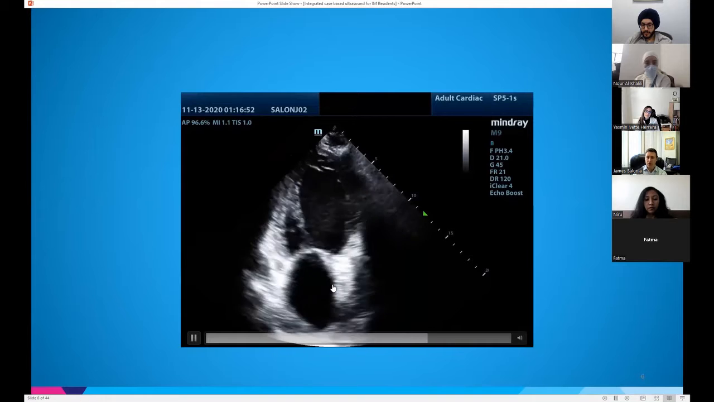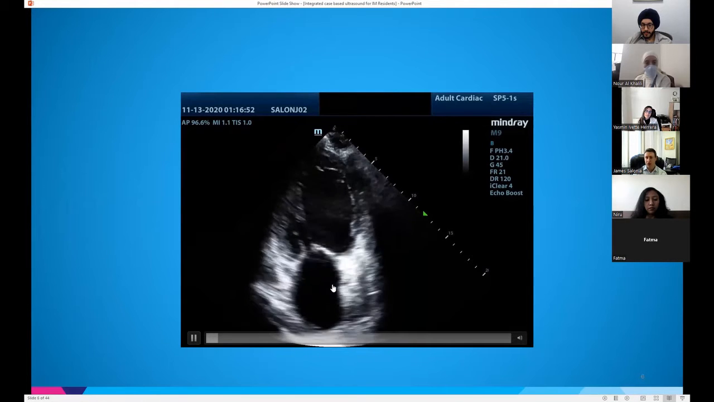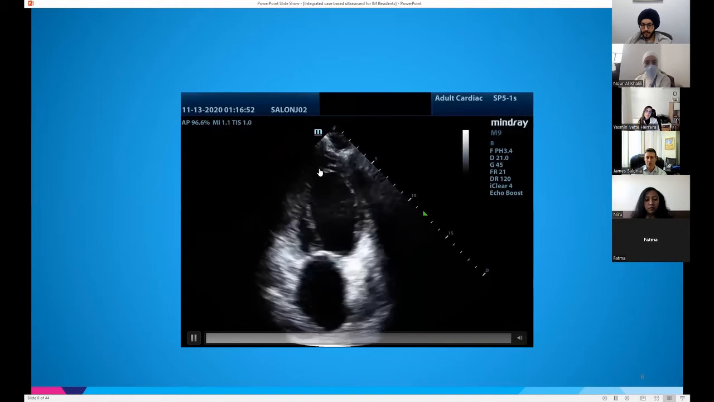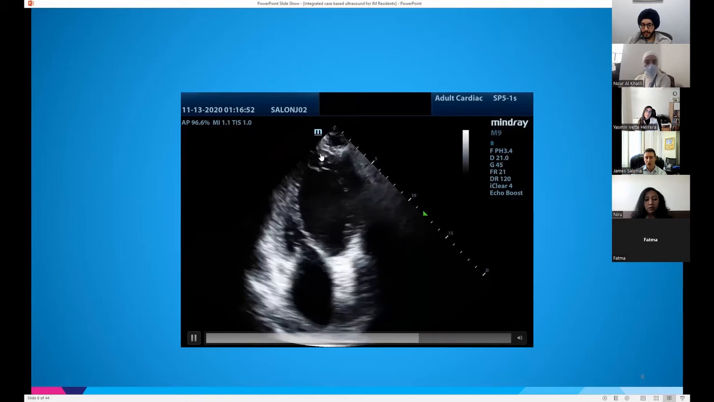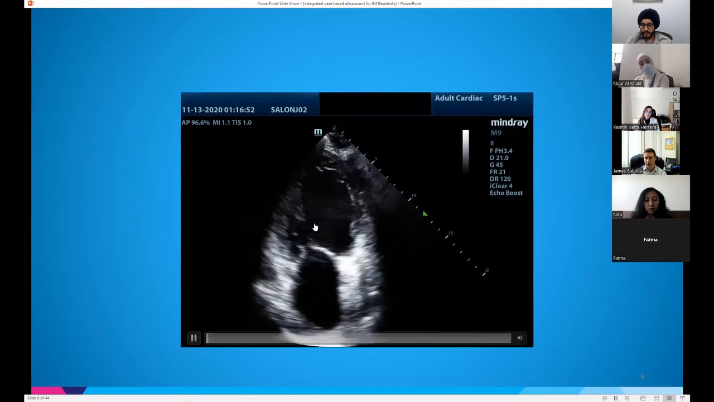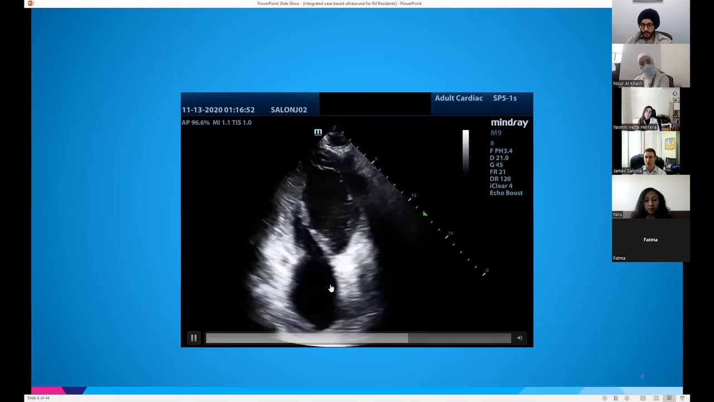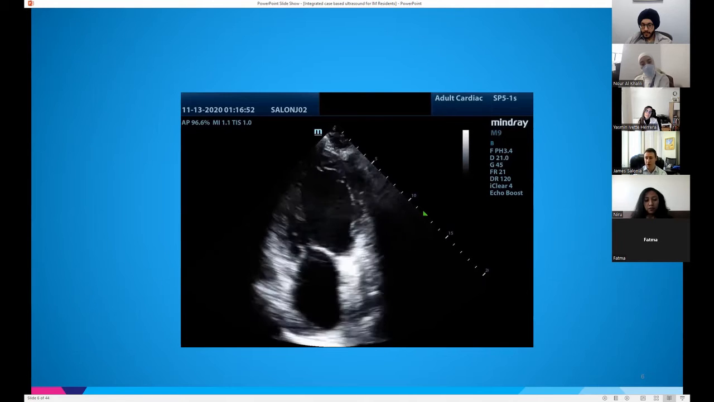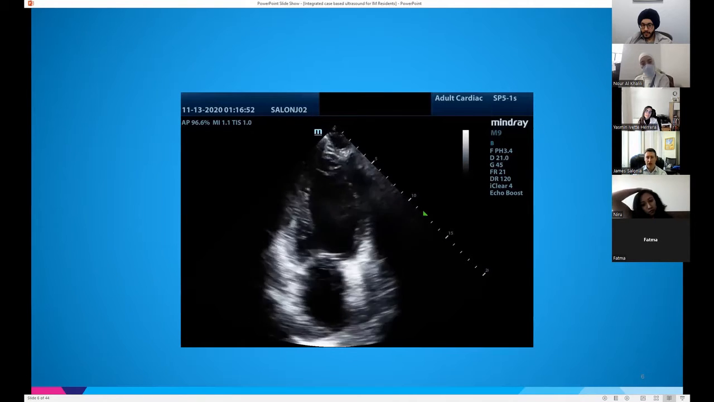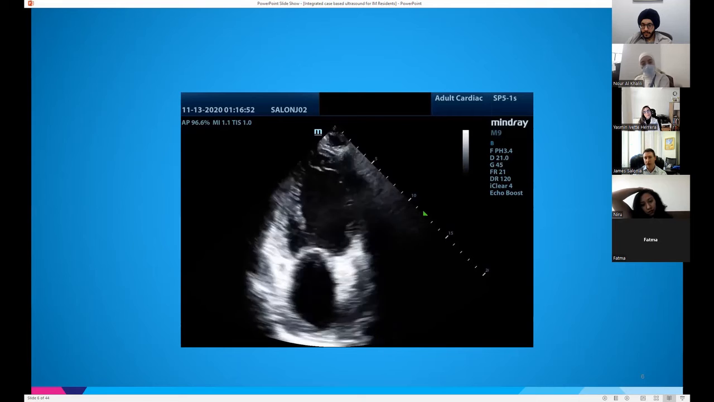This is another great view to look at LV function, but it also can give you a good assessment if I was to throw color and also continuous wave Doppler over this area. It can tell you if somebody has, like you were saying, Nor, mitral stenosis or mitral regurgitation, right? So a lot of different things that you can get with this view.